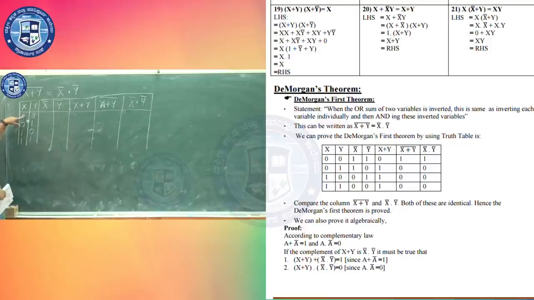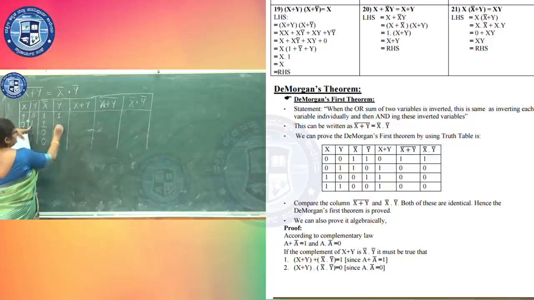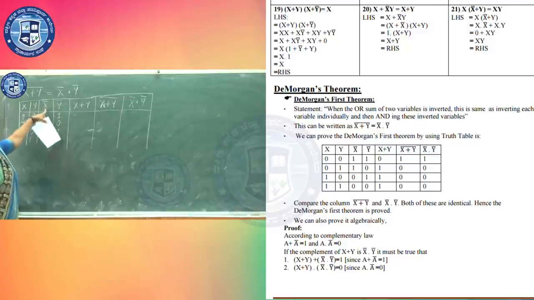So x dash, the opposite value of x. If the x value is 0, then x dash is 1. Again, if the x value is 0, then it is 1. If it is 1 here, then it is 0, 1, again it is 0. Now let us take the value of y dash. If y is 0 here, then it will become 1. Then y is 0, it will become 1, 1, it becomes 0. So this was how we took x dash and y dash.